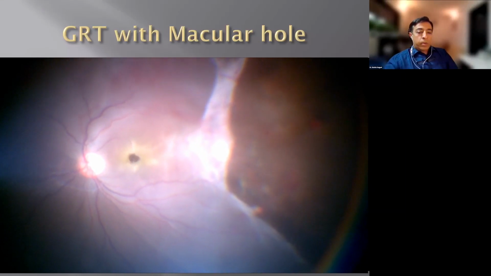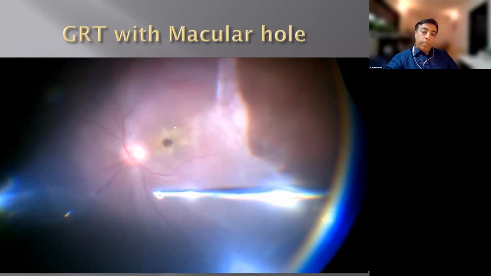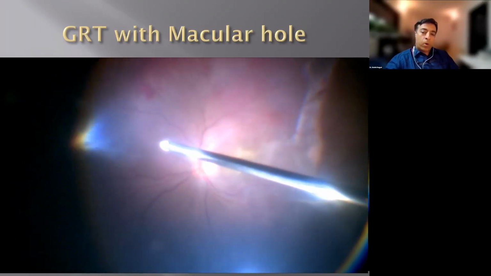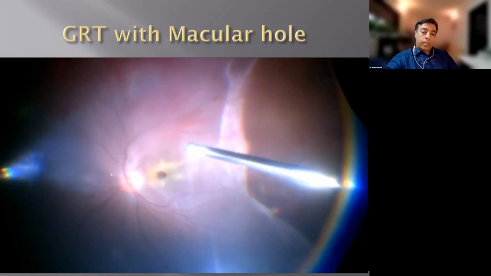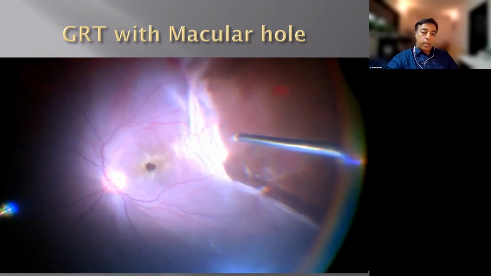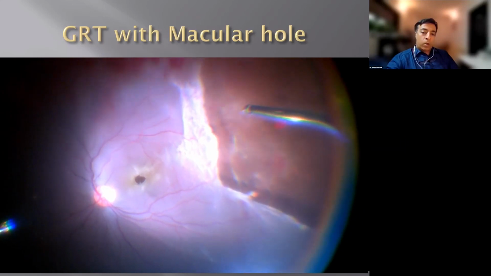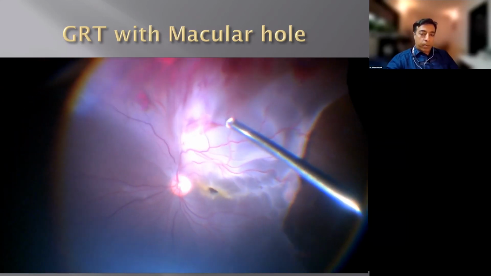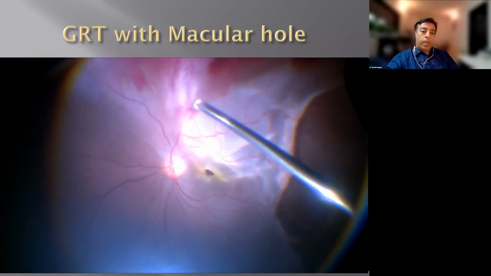Now this is a case where there is a temporal giant tear which is very posterior, and there is a macular hole also, and you can see that there's a contraction which has built up because it's so posterior, that between the hole and the tear there is a contraction and there are irregular folds. So our first aim is of course to do the hyaloid peeling.